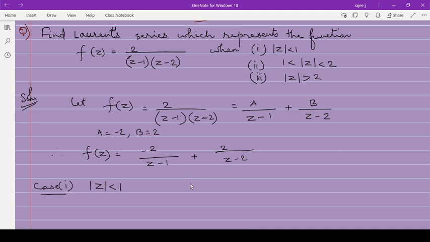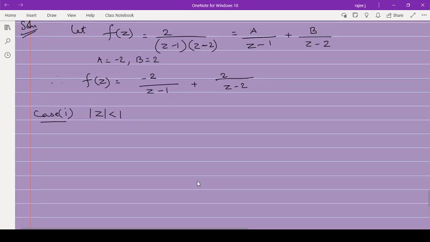When mod z is less than 1, in this case what we need to do is f of z. F of z will be this: minus 2 upon z minus 1. We will write this as minus of 1 minus z, because z is already less than 1. So we do not need to do any adjustment here. Already z is less than 1. So just write this in the form of 1 minus z form.